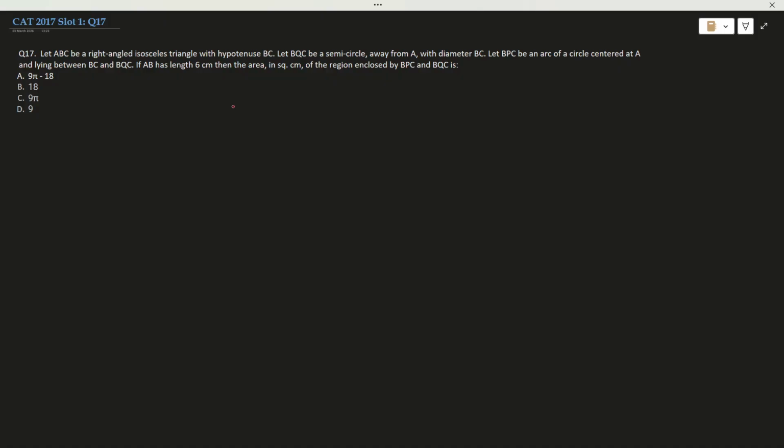Let ABC be a right angle isosceles triangle. Alright guys, let me draw. In geometry, always try to draw the diagrams. So once you draw the diagrams, it becomes easier to interpret the question. So let's say BC is the hypotenuse, right? Okay, with hypotenuse as BC, that means A, the right angle will be at angle A.